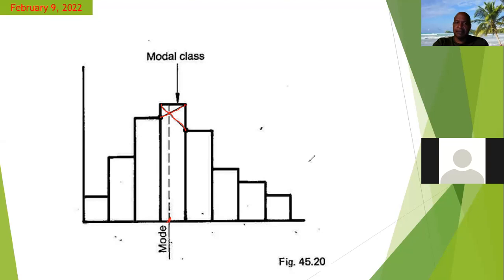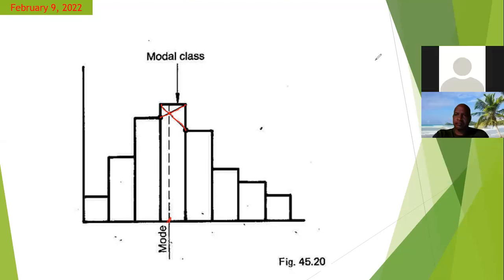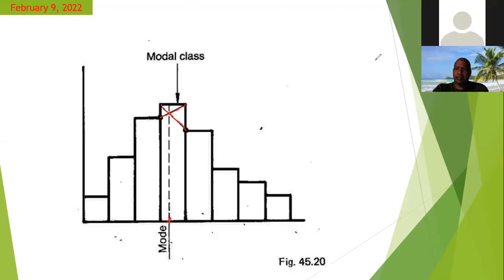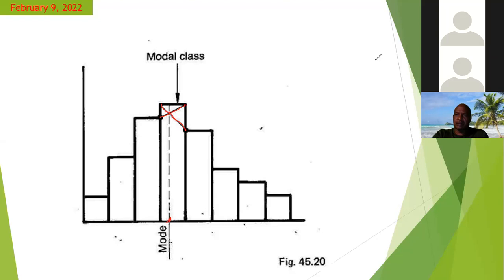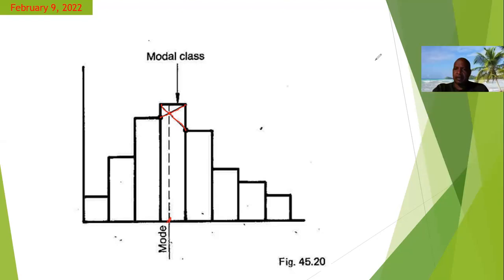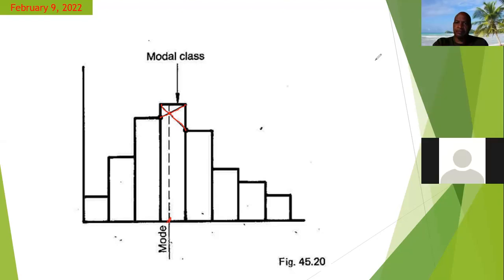Is that clear, guys? Raise your hand if you understand. All right. Good. Okay, good.